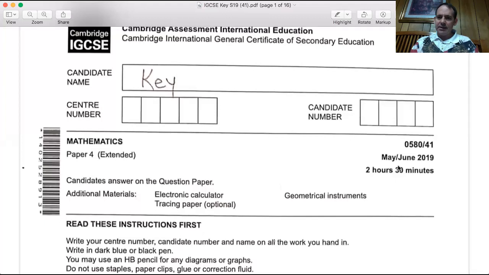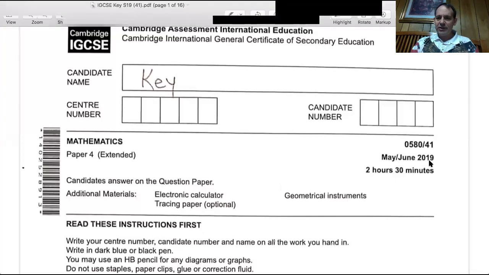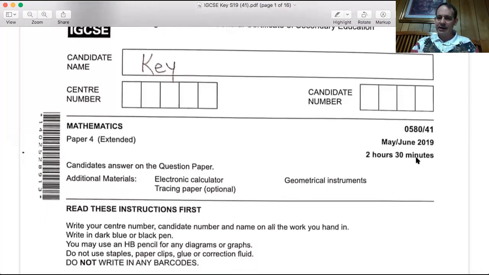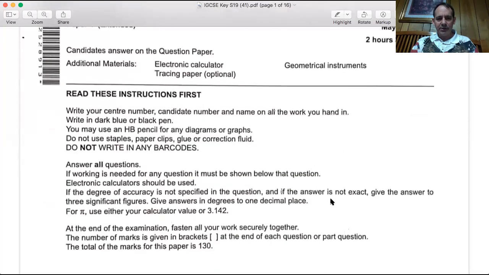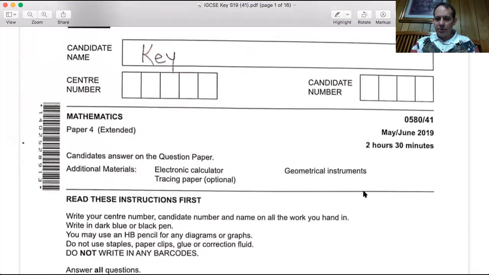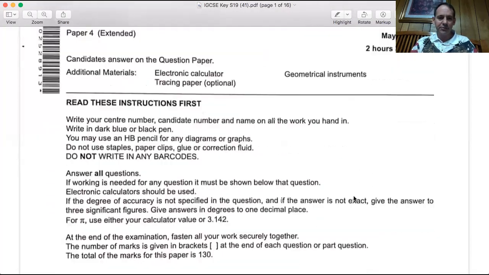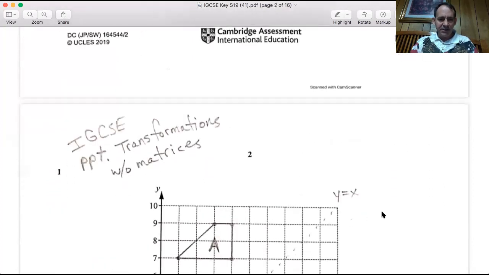Today we want to look at our IGCSE May-June 2019 paper 41, and it's a 2.5 hour test. We want to go through the problems together. Again, don't just focus on the answer or even just how to get the numbers together, but make sure you focus on the thinking strategy of how to think your way through the problem. And so let's get right into it.